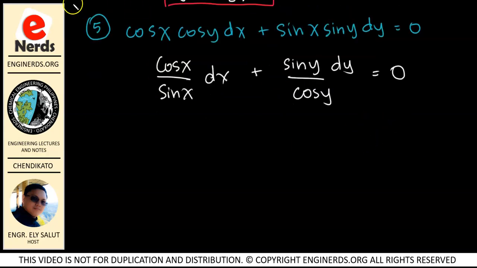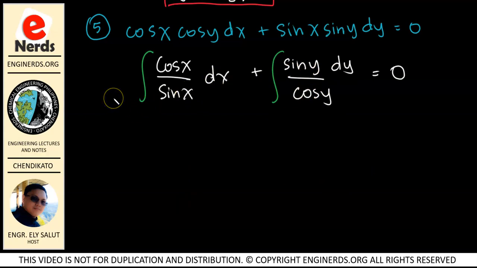Okay, so now, we're going to integrate itong ating mga terms. Okay, so hindi na natin inelaborate, no, para mas makatipid tayo sa space, ano. But what we actually did is we divided itong ating mga terms by 1 over sine x and 1 over cosine y. So, if you do that, ito yung may iwan sa atin. Cosine x over sine x dx and sine y dy over cosine y.